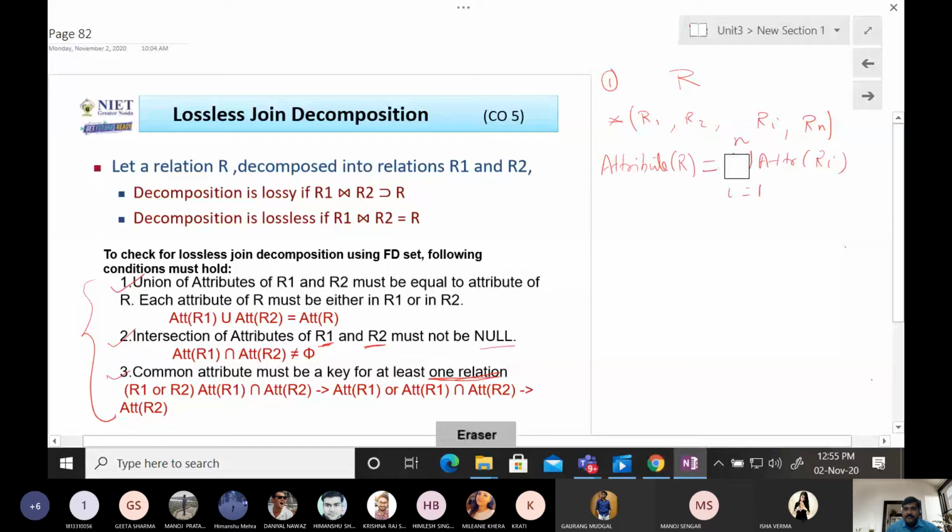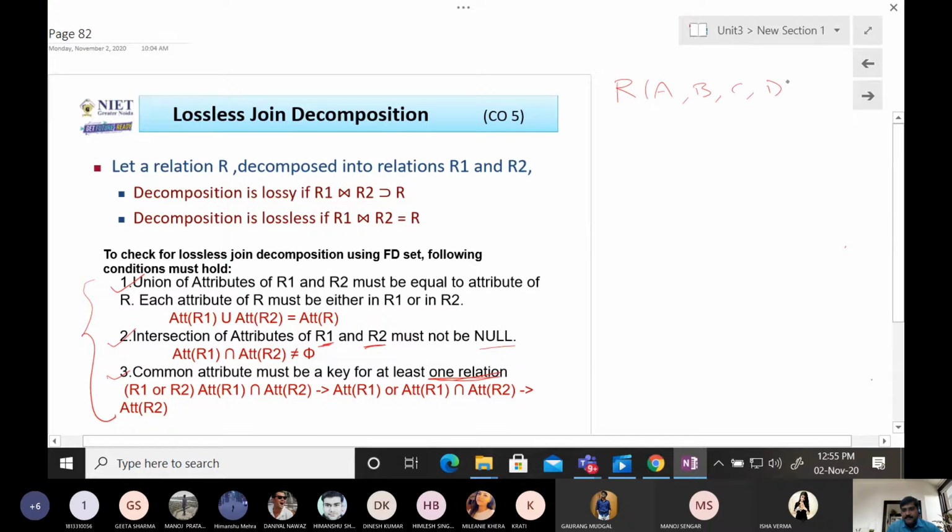Now, suppose we have a table which consists of 4 attributes. Here we have a table.